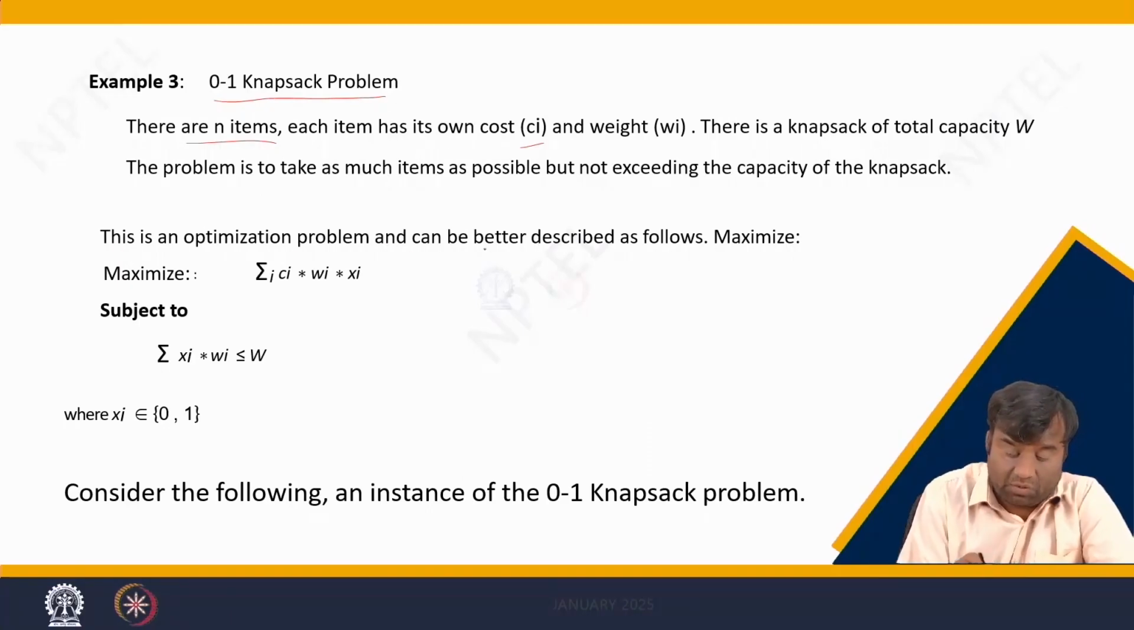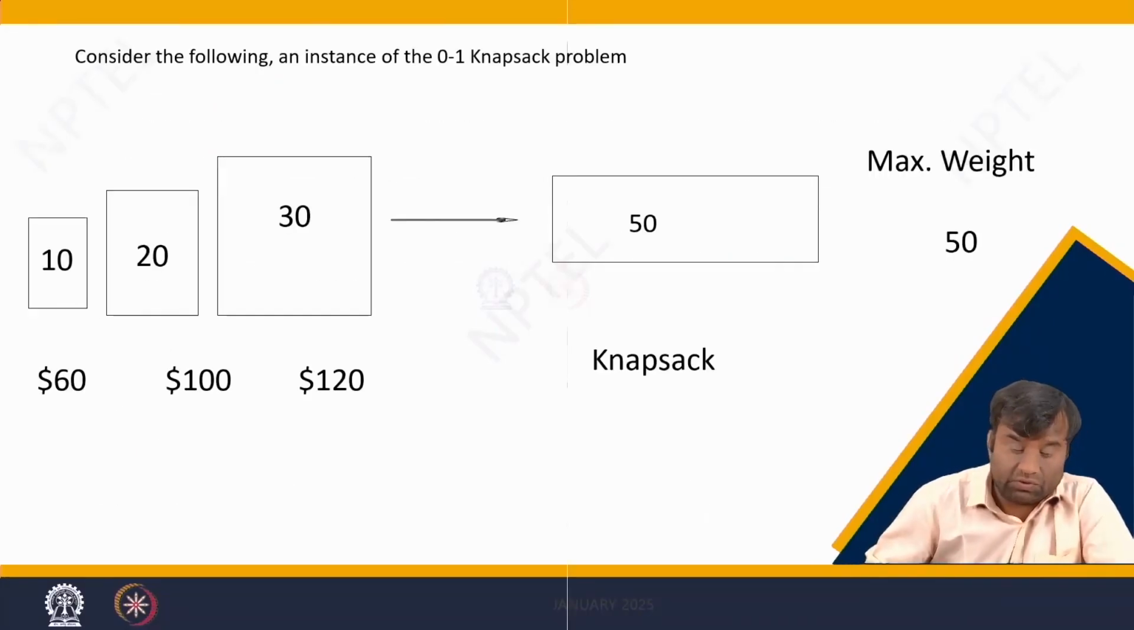So this is an optimization problem, which can be better described as maximize the summation of Ci xi, subject to the summation of xi wi less than or equal to W. So here xi is 0 or 1. If we take the item, that is 1; if we're not considering it, then it is 0. So this is one instance of the knapsack problem.